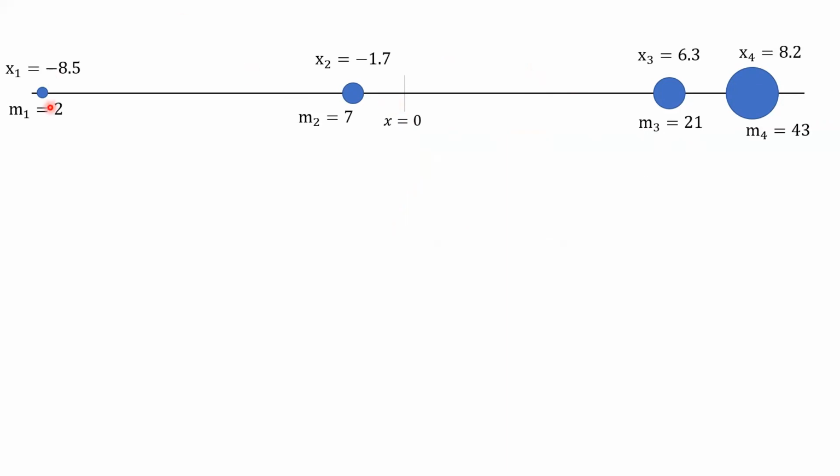So I've assigned masses to each of these. The lightest one, I gave it a mass of 2. Let's just assume that we're talking about grams. And it seems reasonable to make these masses considerably greater than the small ones. And then I picked some reasonable x coordinates. This one's on the negative side of the origin, so it's over here at -8.5. You can check these numbers, make sure that they're reasonable.